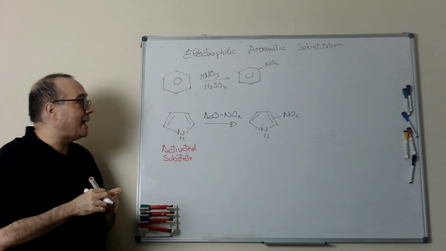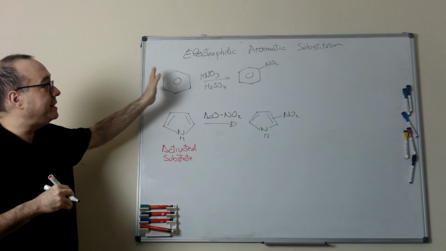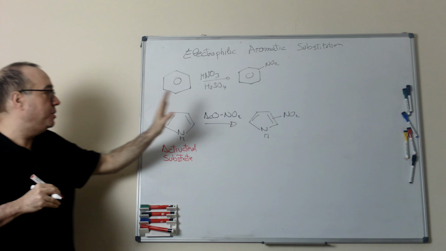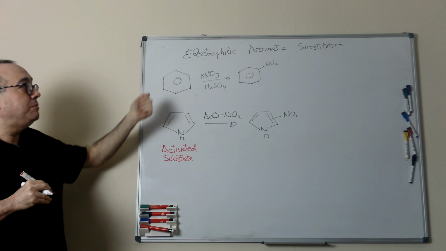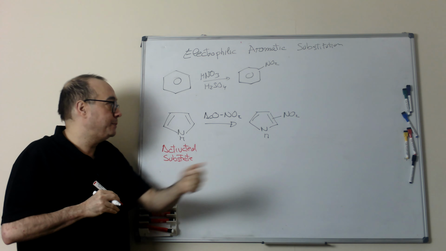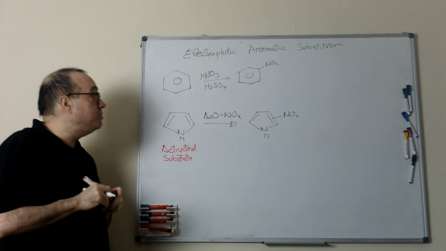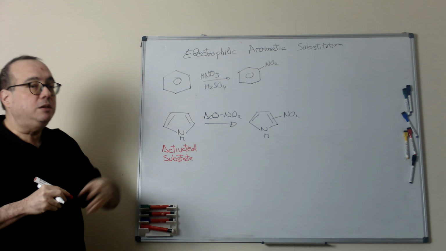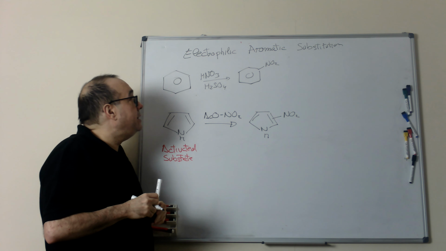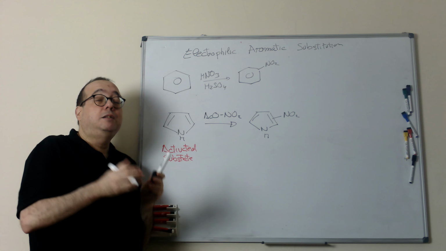That means any reaction that you do with the benzene in the electrophilic aromatic substitution, you can do exactly the same with the pyrrole, but with softer conditions. Okay? There are examples in the notes of all the reactions that you can do with pyrrole in the electrophilic aromatic substitution with the conditions for the pyrrole.